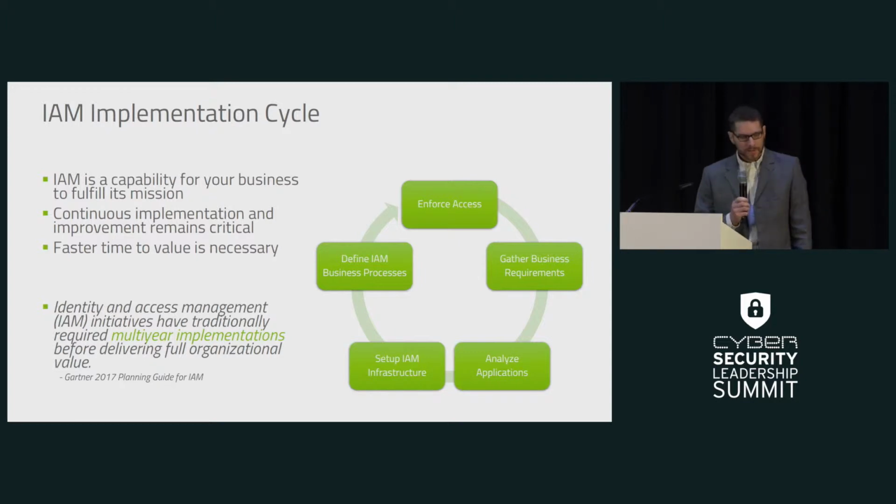With IAM, the goal is enforcing access. And in order to do that, there's a cycle. So this cycle of gathering requirements, analyzing, implementing, and enforcing happens repeatedly. The question is, how often does it happen?